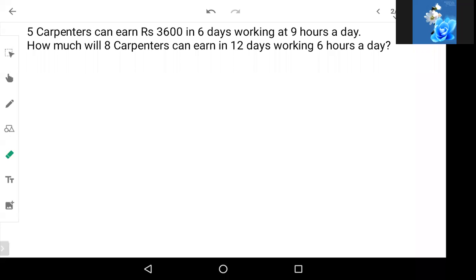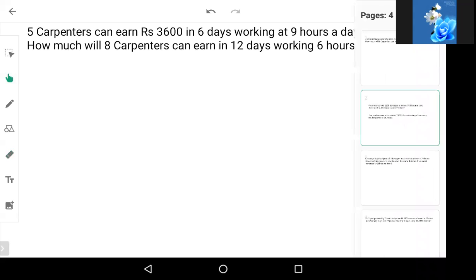Okay. So moving on to the next problem. Now, in this problem, we will be learning the proportions. Let us see this. Five carpenters can earn rupees 3,600 in 6 days, working 9 hours a day. Okay. So five carpenters are going to earn, one second.